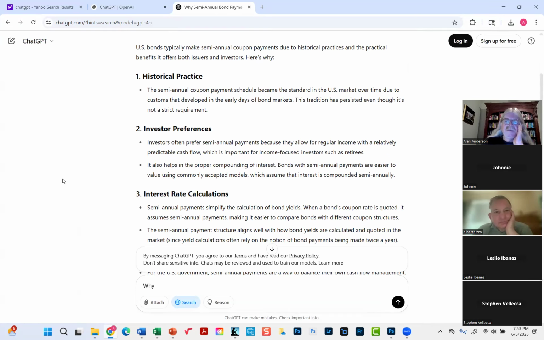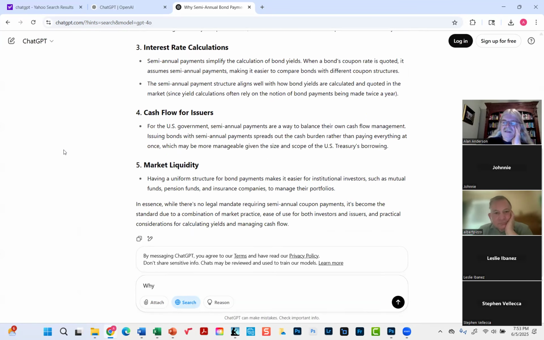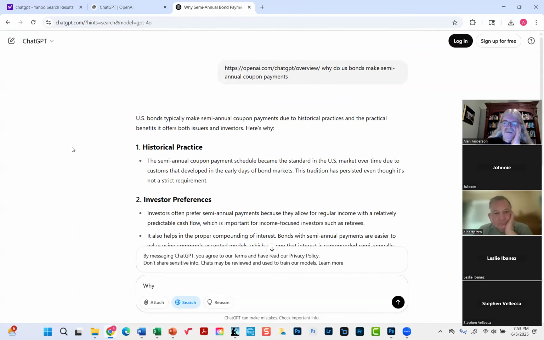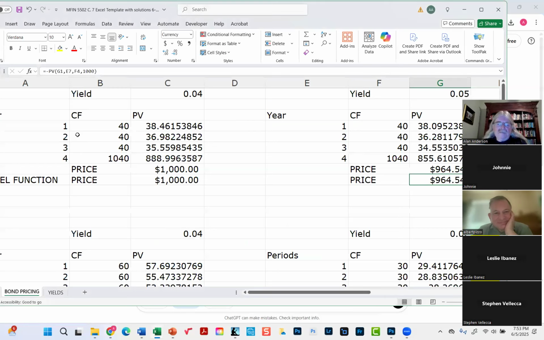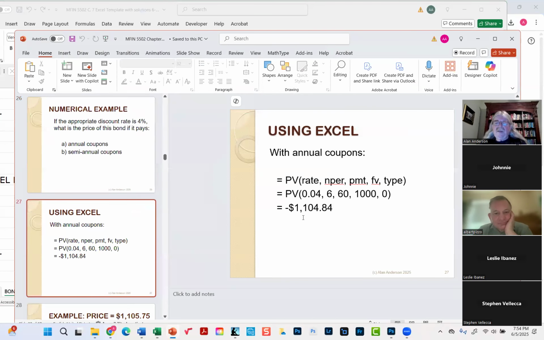The semi-annual coupon payment schedule became the standard in the US market over time due to customs. Well, you see, no, that's not how. I thought it would go back in time and tell me exactly when this started and why. And oh boy, I'm not that impressed. Oh well, what did we expect? Later on they'll test it out on something else. But because that's the standard in the United States, we do have to be familiar with how to price bonds with semi-annual coupons.